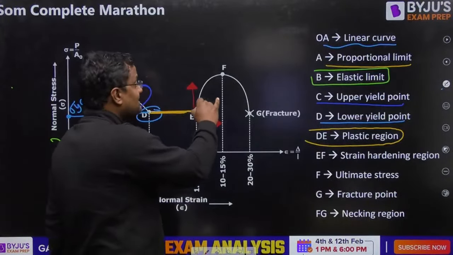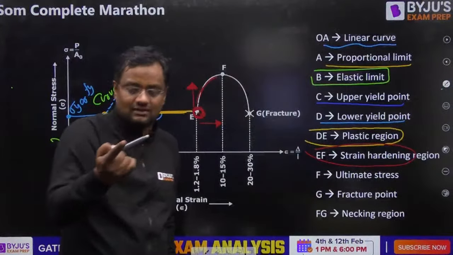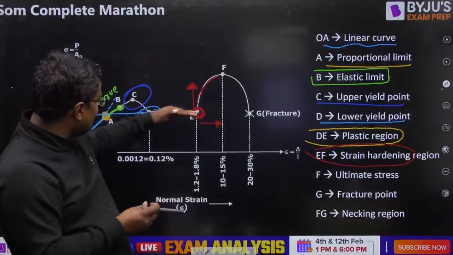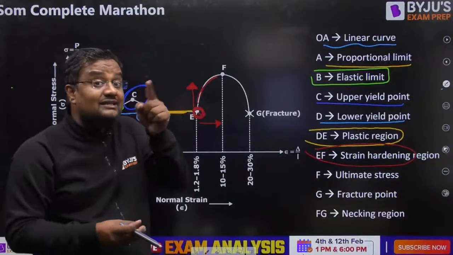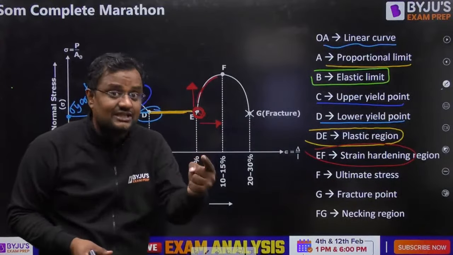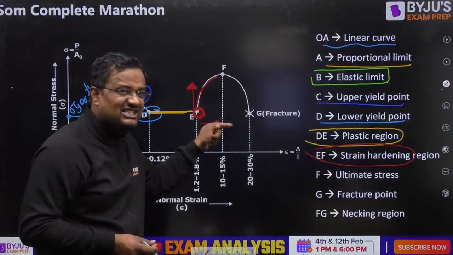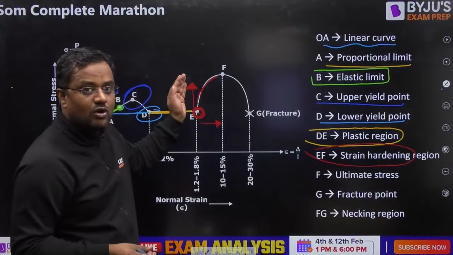That is why this region is called a strain hardening region. It is hard. It is not as easy to strain as before. After E, the crystalline structure of mild steel changes. It imparts resistance for further deformation. Further deformation is not easy. It imparts resistance, so you have to apply a larger amount of stress.